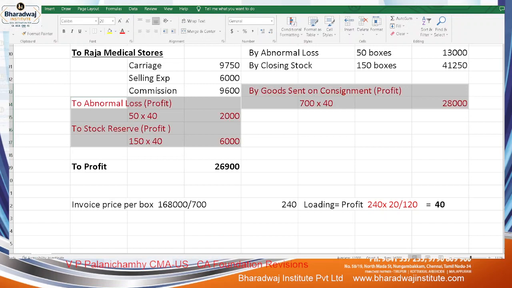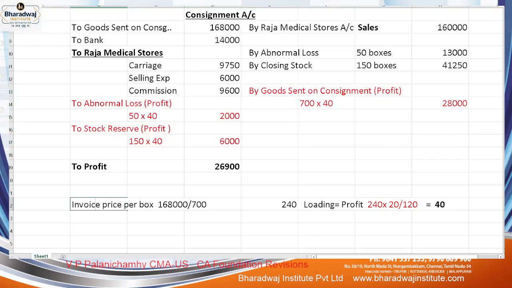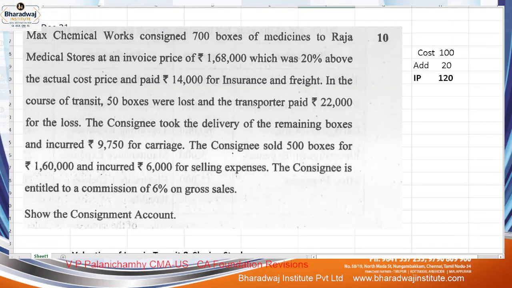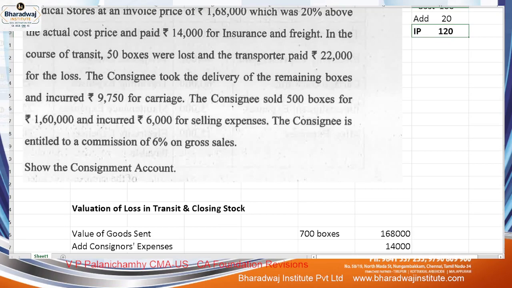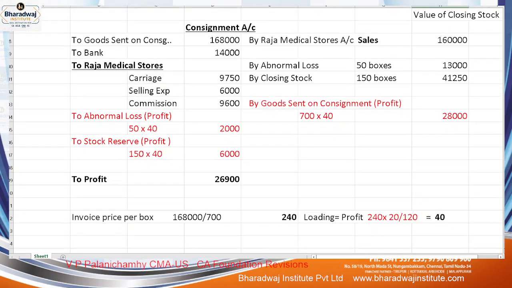How to eliminate the profit? Simple. Invoice price per box: 1,68,000 divided by 700. Now what is the invoice price per box? 240. So the profit element will be 240 into 20 by 120. Why 20 by 120? It is given 20% on cost. If cost is 100, profit is 20, so invoice price will be 120. So apply 20 by 120. Profit per unit is how much? 40. So goods sent on consignment 700 into 40. Abnormal loss profit element 50 into 40. Closing stock profit element 150 into 40. Tally and you get the profit.